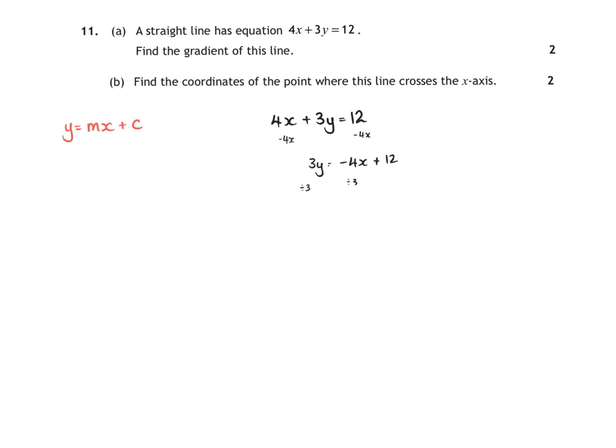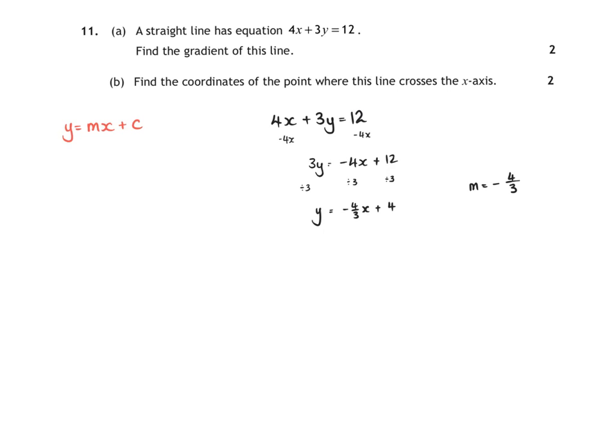And that means every single term needs to be divided by 3. So we have y, because 3 divided by 3, and I have minus 4 thirds x plus, and then 12 divided by 3, which is 4. So that means that our gradient m is minus 4 over 3.